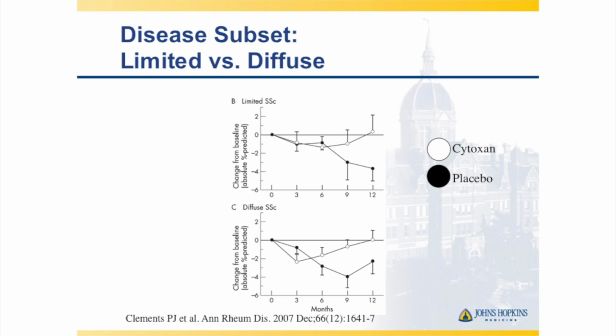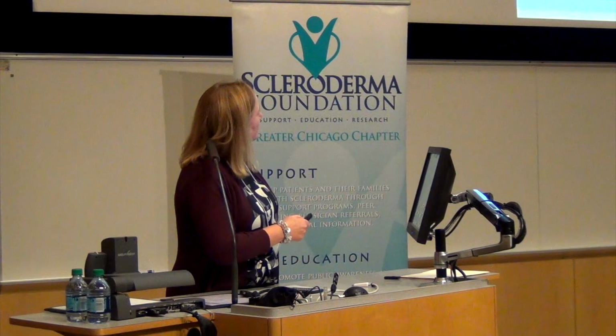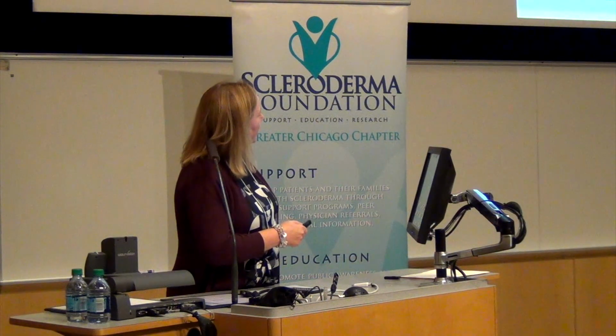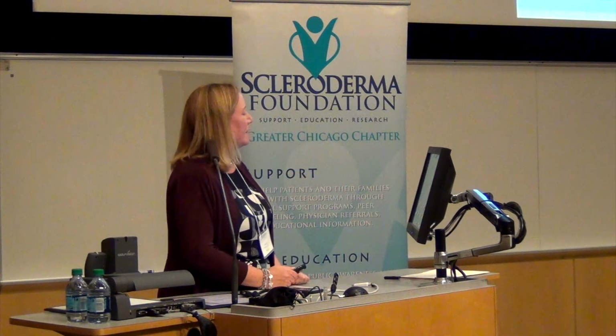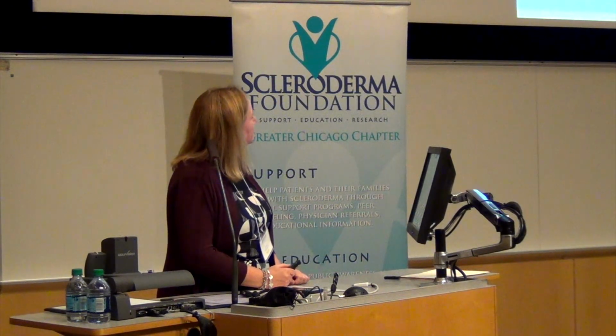And this is what happened to the people who got cytoxin, and this is what happened to the people who got the placebo arm. They had decline in their lung function over time if they got the placebo. And this is subsetted by the type of skin disease they had. So this is limited, and this is diffuse. And as you can see, they both pretty much responded the same way, both in terms of their response to the treatment, but also if you didn't get treatment, what happened to your lung function over time. So the skin tells us probably only very little about what's going to happen.